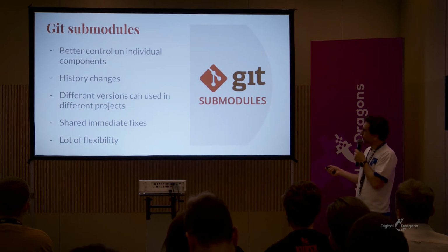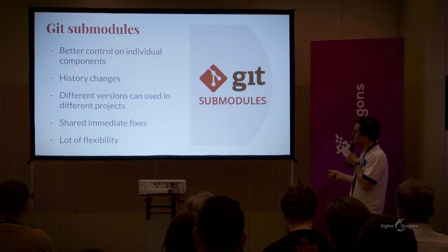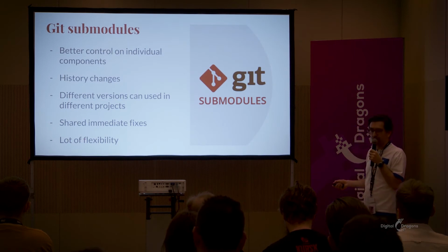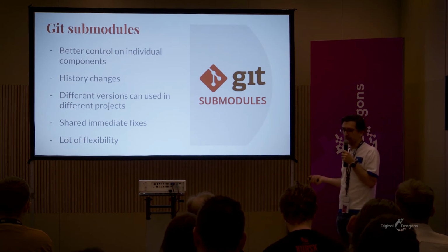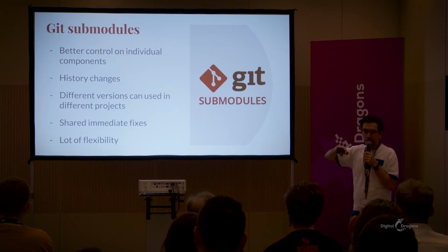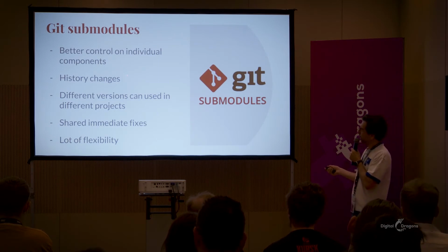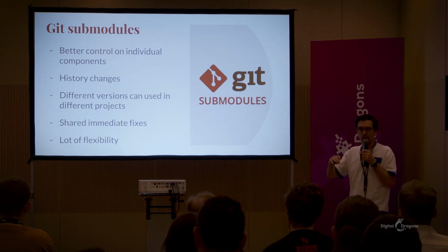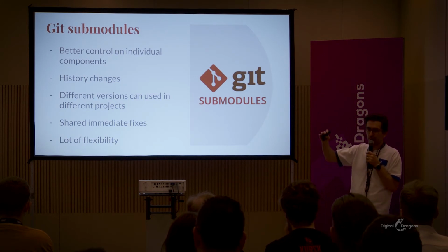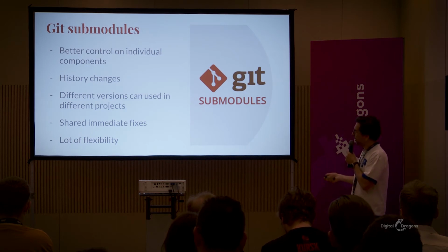The third one is using Git submodules. Git submodules provide a lot of flexibility, because in that way we can have a module which implements the shared knowledge between projects. We have better control of individual components. We have change history, so while working on a project we can see what was changed in each version. We can have a different version in different projects.